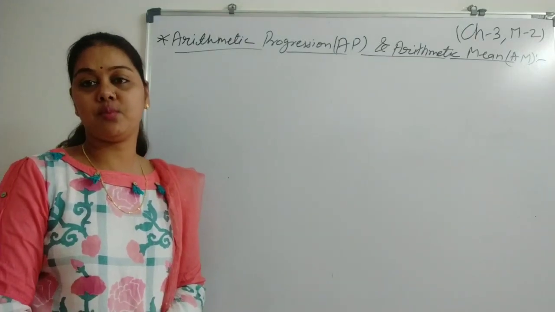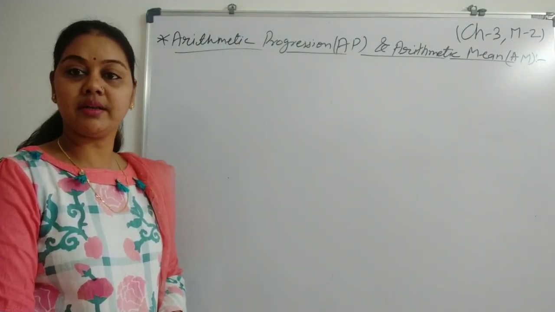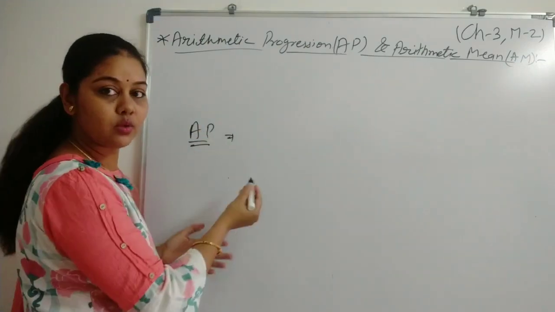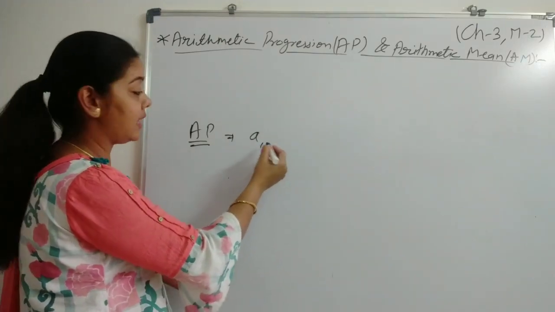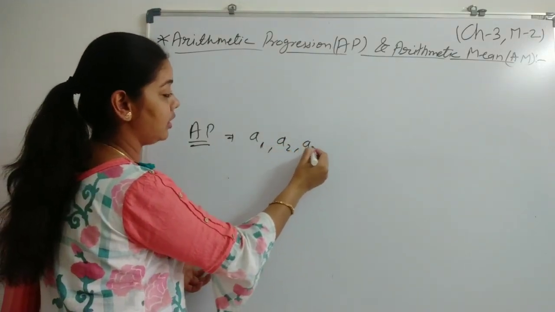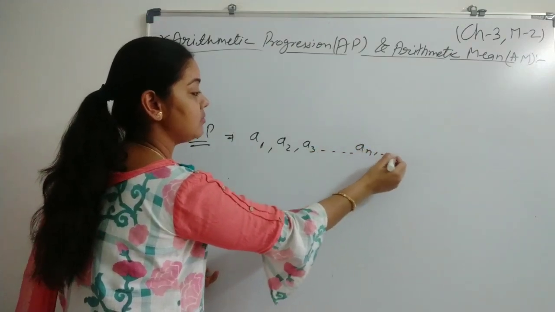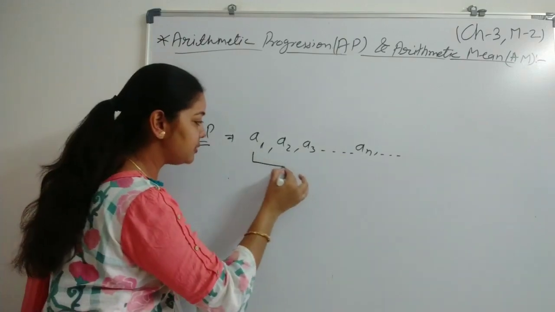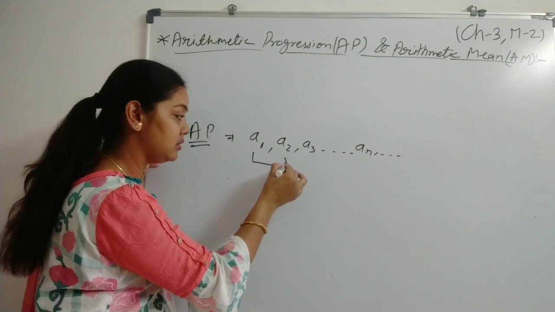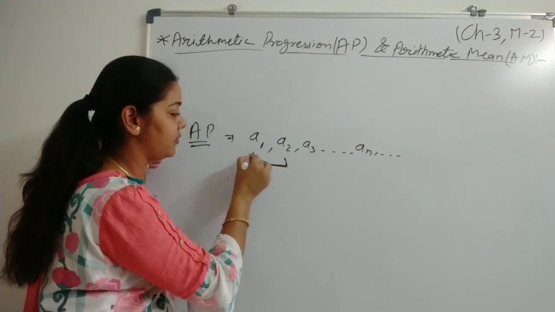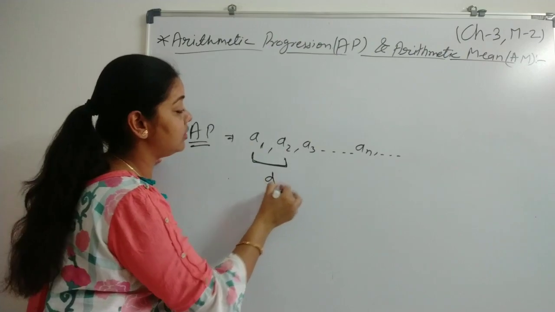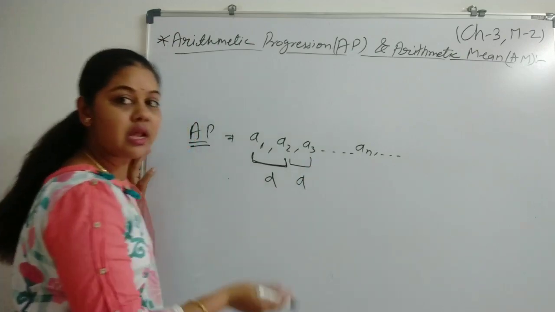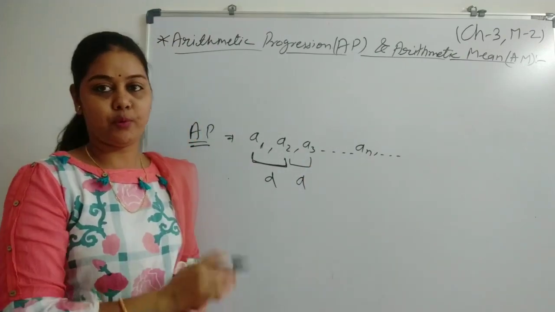Hello students, in the last module we have learned what is arithmetic progression. What is AP? AP means any sequence. Suppose it is having terms like a1, a2, a3 and an and so on. In this sequence, if the difference between a term and the previous term is fixed for each two consecutive terms, then this type of sequence is called arithmetic progression.